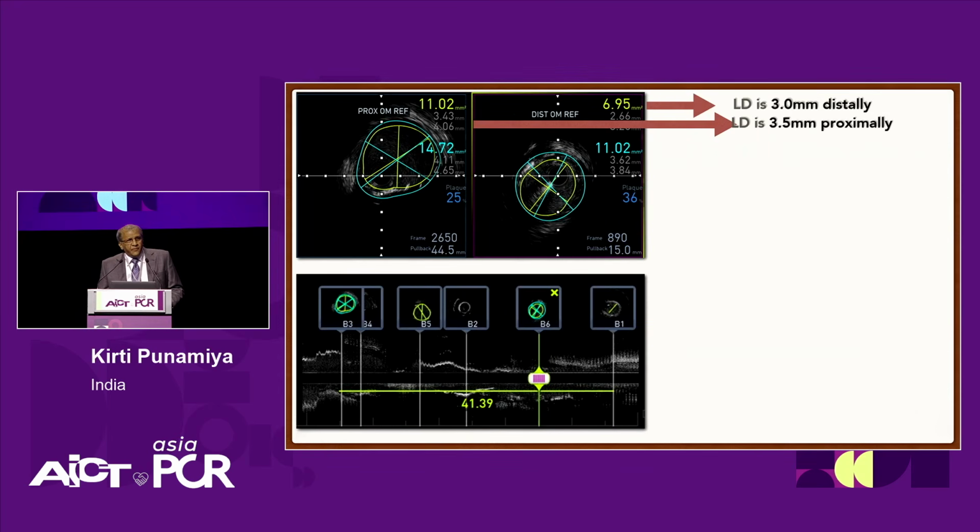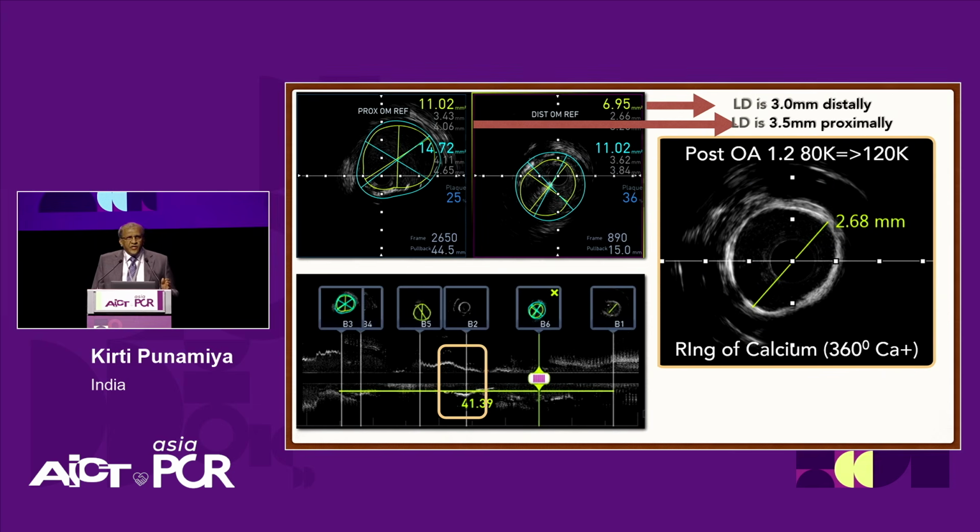And if we break it up, a distal landing zone is approximately a little around 2.75, maybe 3. Proximal landing zone is 3.5, and they're 42 millimeters apart. So that's a pretty long lesion in that circumflex. If you look at what we achieved, the MLA that we achieved with the rotational atherectomy was 2.68, and that was the minimum that we had. We had a ring of calcium.